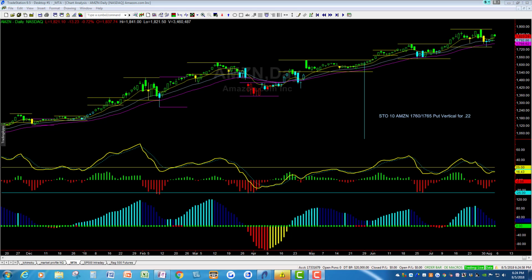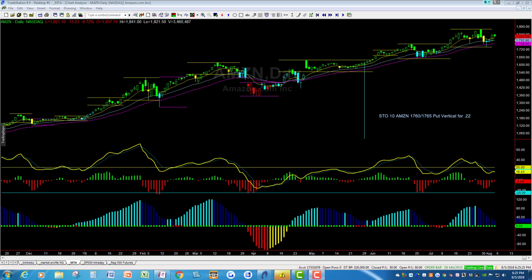So the first thing we need to do is take a look at Amazon and the daily trend, and you can see here that Amazon is definitely in an uptrend. How do we know Amazon is in an uptrend? Basically because we have what's known as higher highs and higher lows, right? We got a higher high, higher low, higher high, higher low, higher high, higher low. Okay, that's the definition of an uptrend.